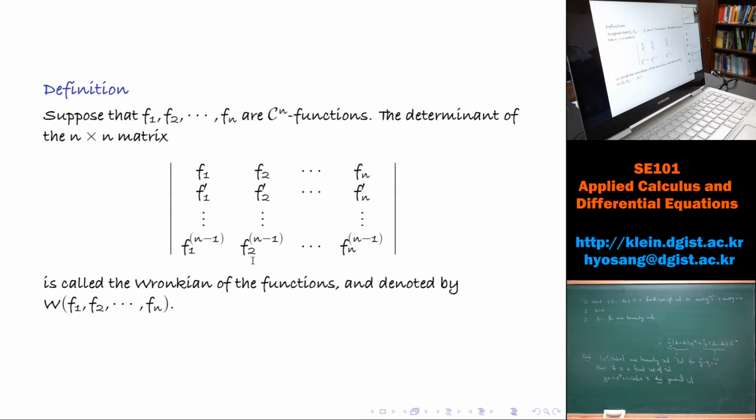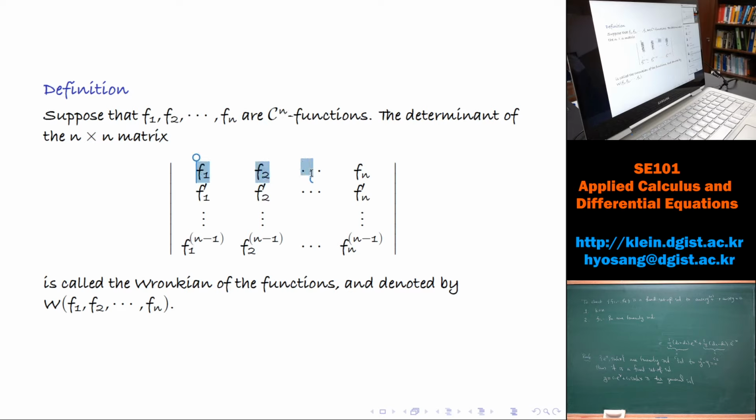So here's another definition. If you have an n by n square matrix, then the determinant and the entries of the matrix are given as follows. You have n differentiable functions. These functions are differentiable up to order n minus 1. Actually, this is a typo. So this is the n minus 1 function, but that's not important.